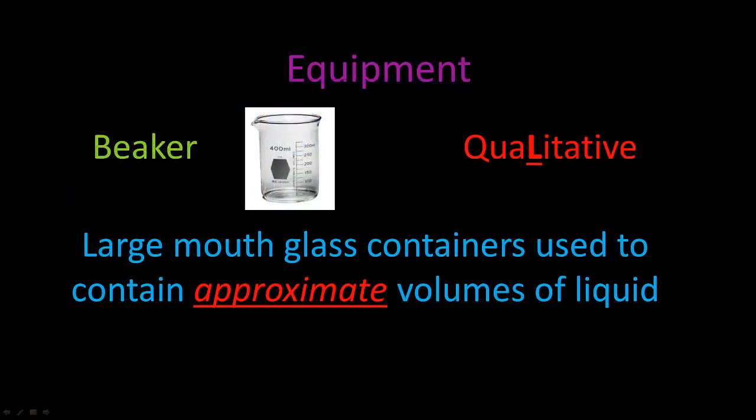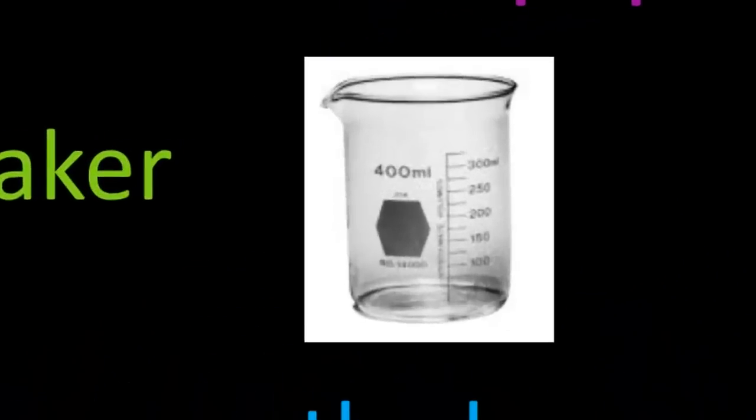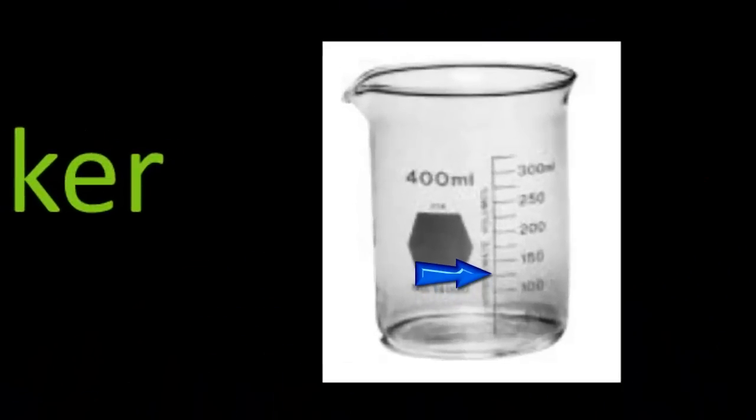For first-year chemistry students, a measurement that cannot be measured to the ones place would be considered approximate. Let's look at this beaker. Each line is 25 milliliters, so I cannot measure to the nearest 1 milliliter or ones place. I can measure to the nearest 25 milliliters. If I wanted to measure 217 milliliters of liquid, I would not use a beaker because I could only say that I have somewhere between 200 and 225 milliliters of liquid.